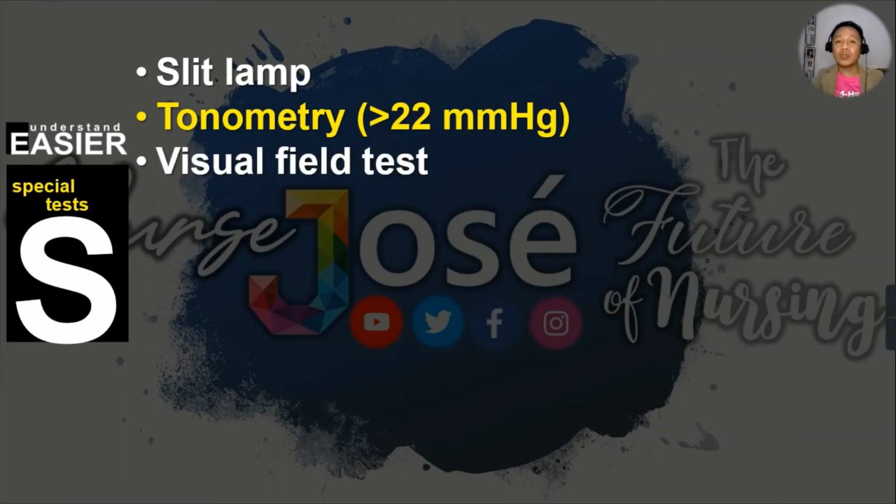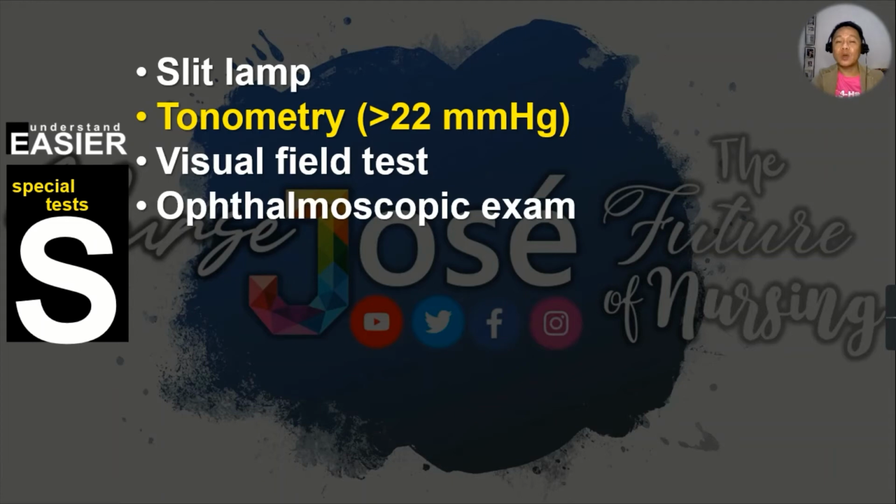And of course, this patient is also going to be assessed with visual field tests. So you are going to identify if the patient can see at the periphery or in the central vision. And next is your ophthalmoscopic examination. This patient is going to have an evaluation of the visual acuity also, but through this ophthalmoscopic examination, you will be able to identify the degree of damage that is present in the patient's vision.